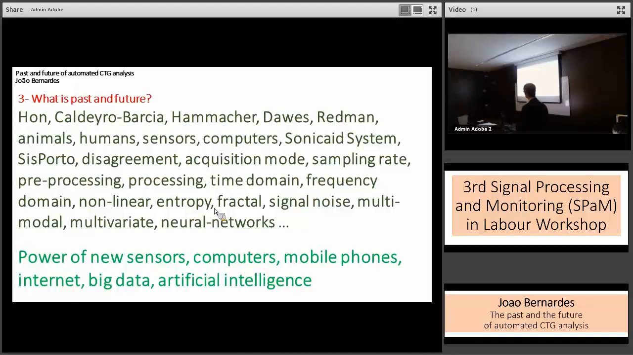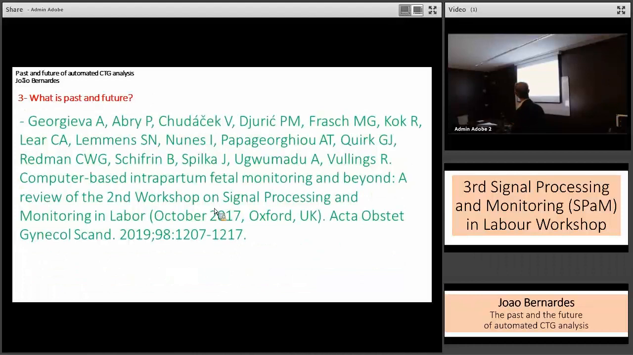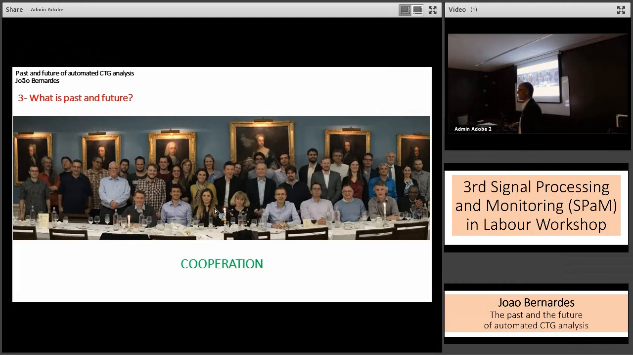The good thing is that in future, the power of new sensors, computers, mobile phones, internet, big data, artificial intelligence, and so on, will increase every day. So this is future with new tools, and this kind of future has been written. You have summarized what will be the future, what are the main problems we have, what we have done and what we need to do.